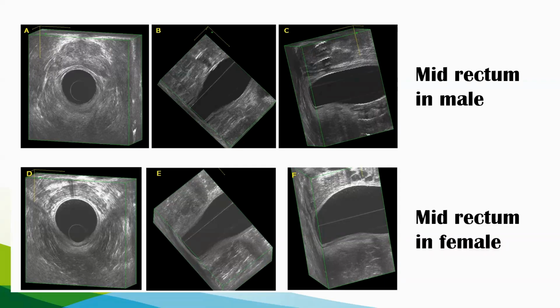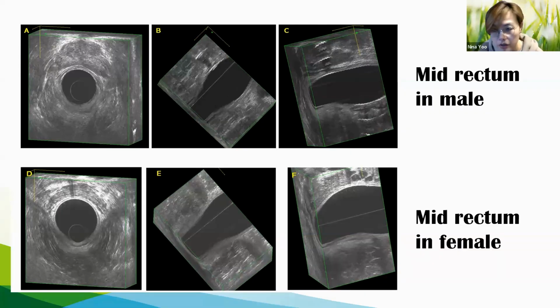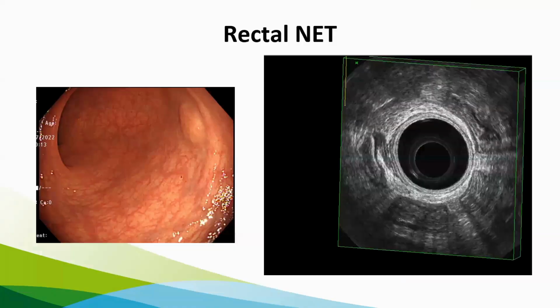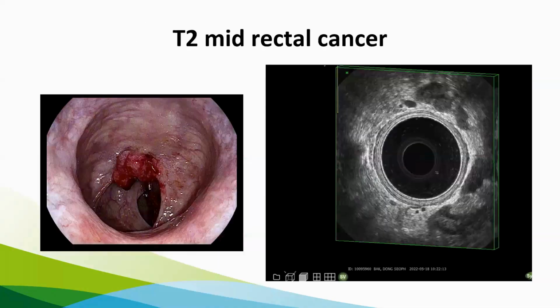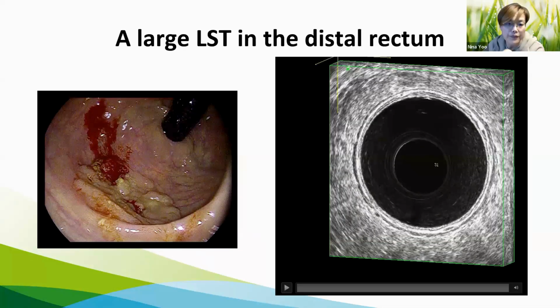Makes sense. The next question is: can you use TRUS to sufficiently do T and N staging for low and mid rectal cancers? Well, can you repeat the question? Can you use TRUS for the T staging and the N staging for low and mid rectal cancers? T staging and N staging. Yes. Okay.